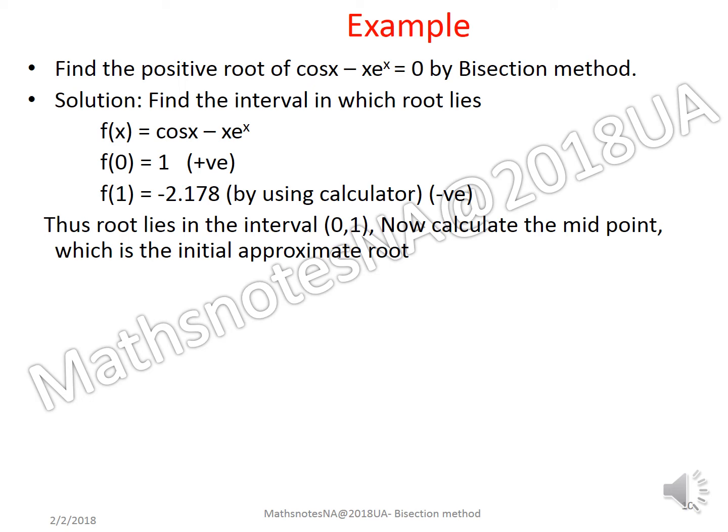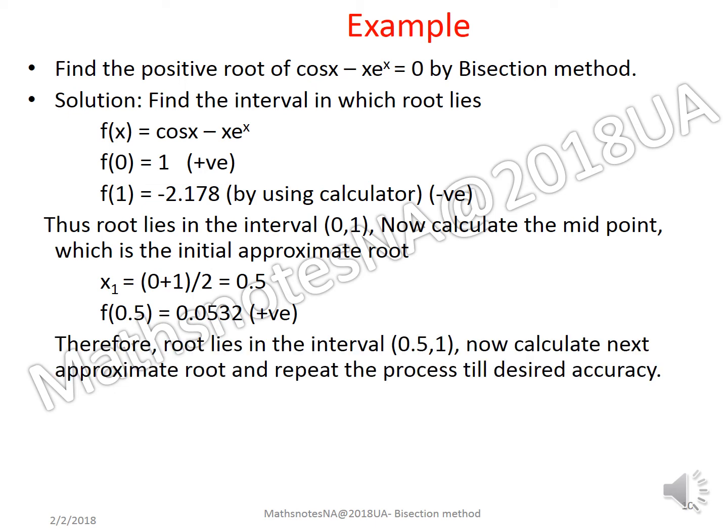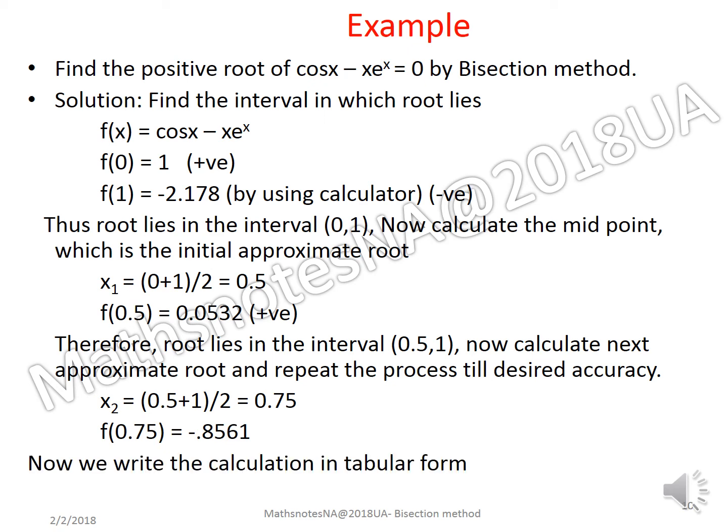Now we calculate the midpoint, which is the initial approximate of the root. x1 is equal to (0 plus 1) by 2, which is 0.5. Function value at 0.5 is equal to 0.0532, a positive value. Therefore, the root lies in the interval 0.5 and 1. Now calculate the next approximate root and repeat the process till desired accuracy. x2 is equal to (0.5 plus 1) by 2, that is 0.75. Function value at 0.75 is minus 0.8561. Now we write the calculation in tabular form.